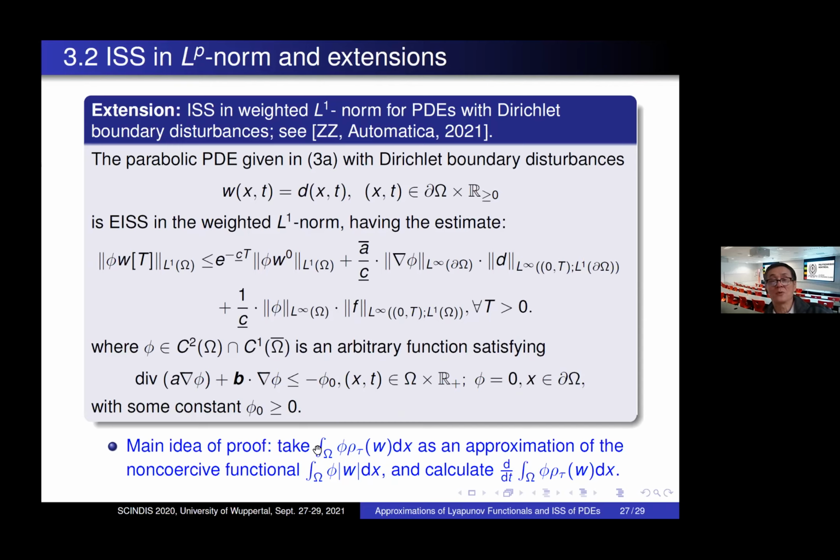To prove this, we use this form of candidate functional and then compute its time derivative. This integral is in general an approximation of non-coercive functionals, because phi can take the value 0 at different points, not only at the equilibrium point. So it is an approximation of a non-coercive Lyapunov function.